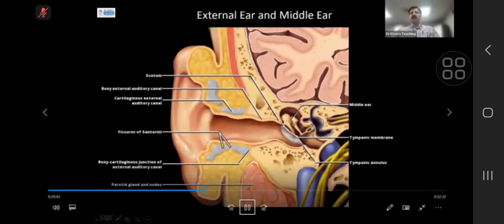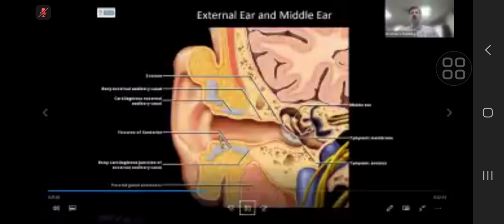This scutum is an exam thing. I showed candidate 1 this. This part here, where I am pointing, is known as Prussak's space. And there are 2 types of cholesteatomas. One of them is known as pars flaccida cholesteatoma, which is the most common type.